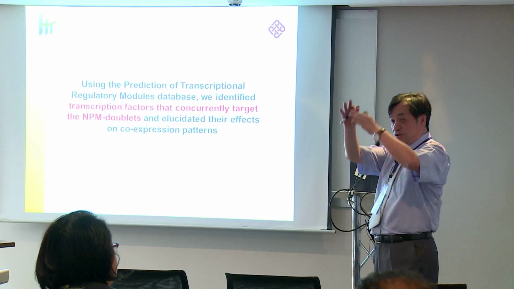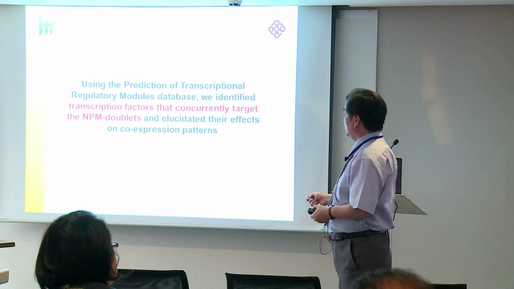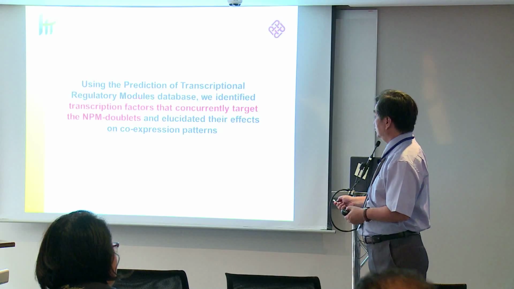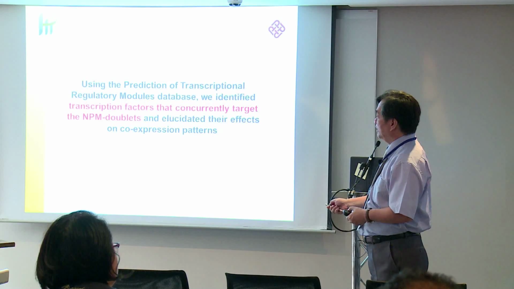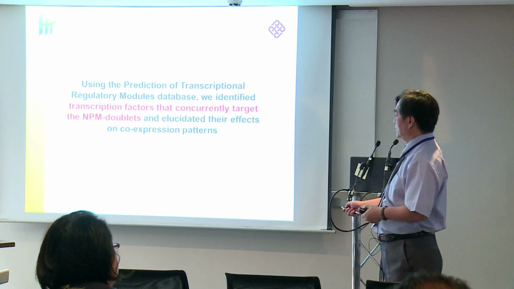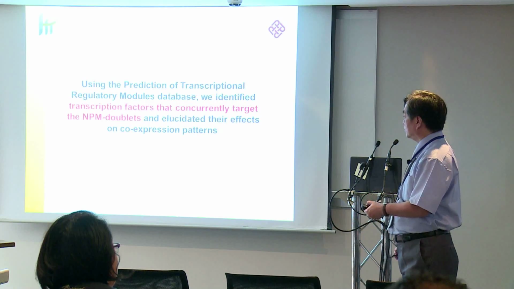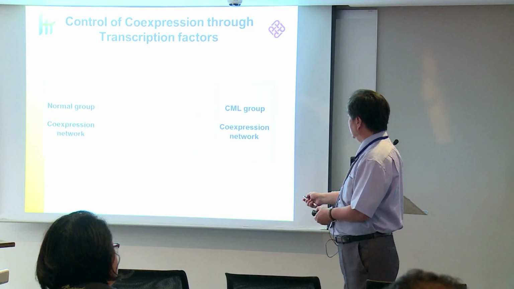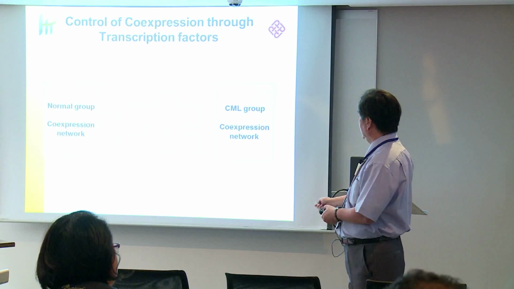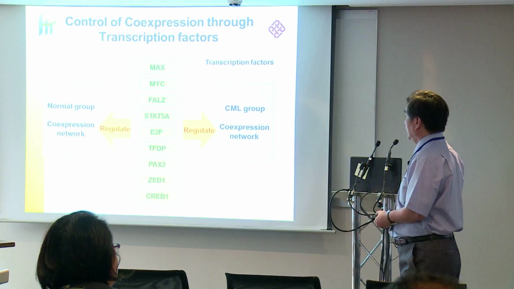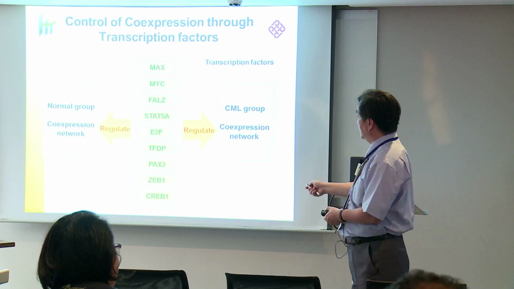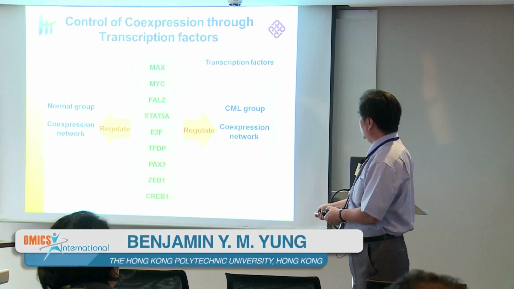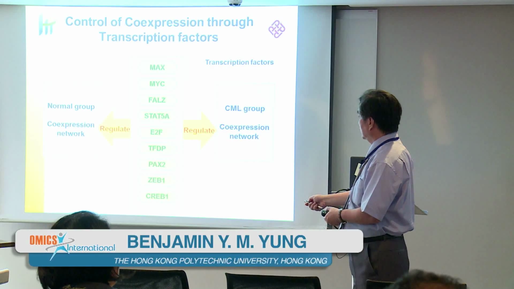So how about the transcription regulation? We used the prediction of transcriptional regulatory modules database. We identified the transcription factors concurrently targeting the NPM1 link doublets and elucidated the effect on co-expression patterns. So we tried to find out the transcription factors regulating the normal and CML groups. Very interestingly, we found some common genes, transcription factors, that regulate the CML co-expression network and the normal group.